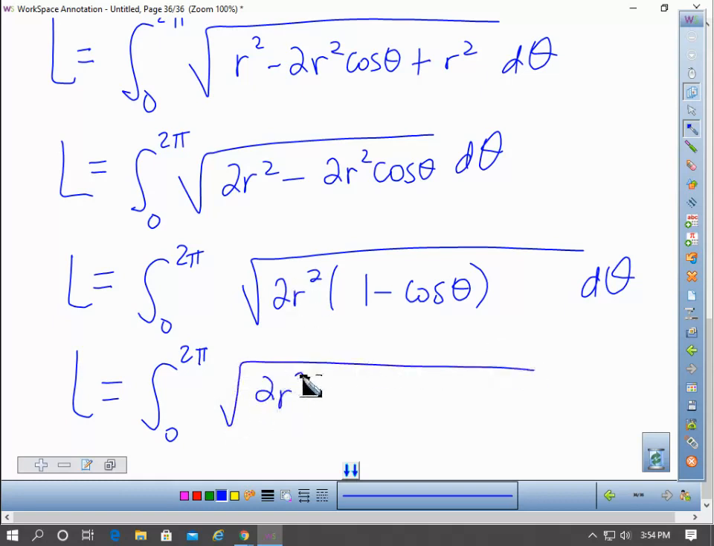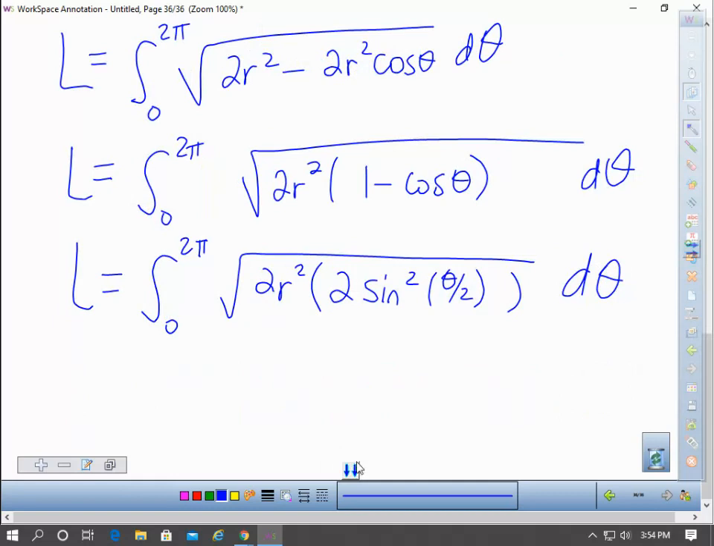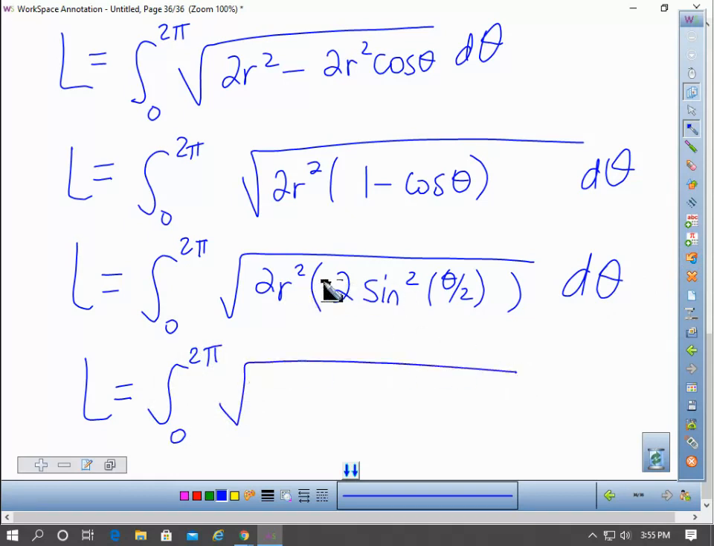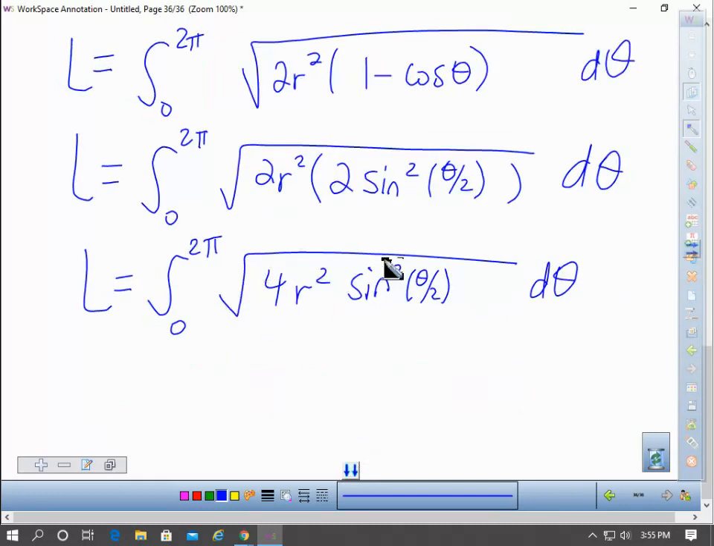So I've got 2r squared, and I'm replacing my 1 minus cosine with 2 sine squared of theta divided by 2. Okay? So I'm just replacing that. So now what do you get? You get a perfect square, which makes all this algebra turn out just beautiful. Now when I multiply this together, I get 4, which is 2 times 2, I get an r squared, and now we have sine squared of theta over 2. So now everything underneath my square root sign is a perfect square.